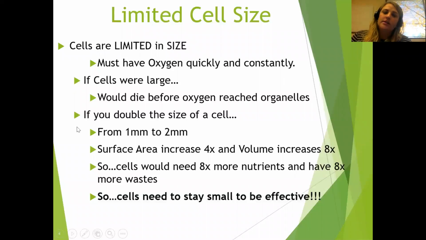So if we kind of look at this, if we double the size of a cell, just say, for example, 1 millimeter to 2 millimeters, our surface area would increase 4 times and our volume would increase 8 times. That means that we would need 8 times more nutrients and have 8 times more waste to diffuse in or out. And so it's really a time thing. We have to be able to stay small to be effective.